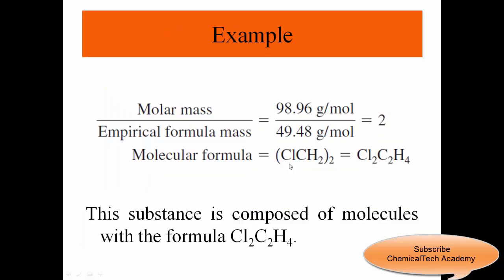So it means that we have 2 of these empirical formulas in the chemical compound. So the molecular formula is going to be (ClCH2)2, so we have Cl2C2H4. And the substance is composed of molecules with the formula Cl2C2H4.